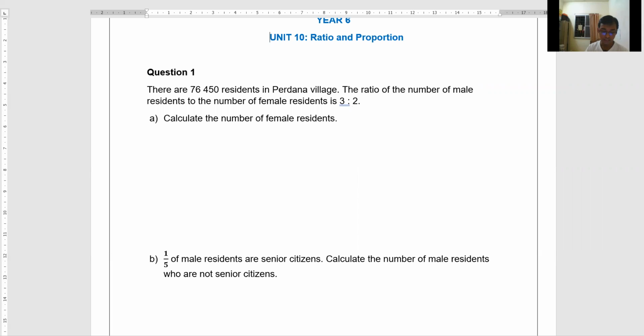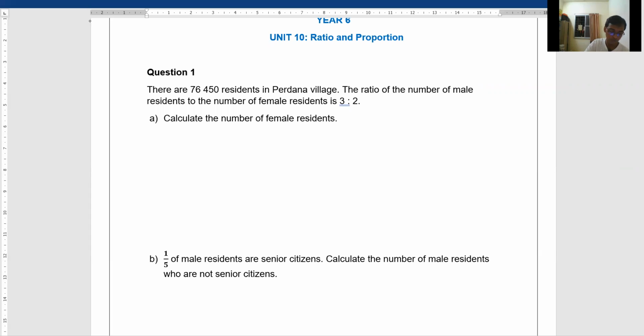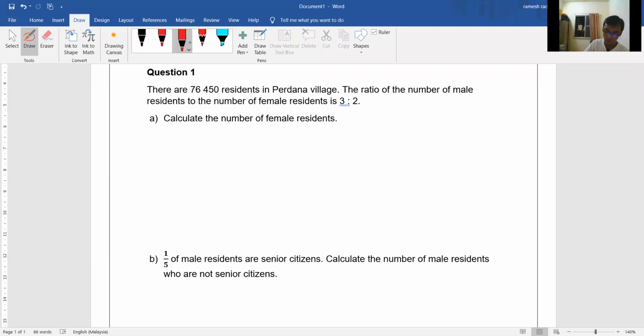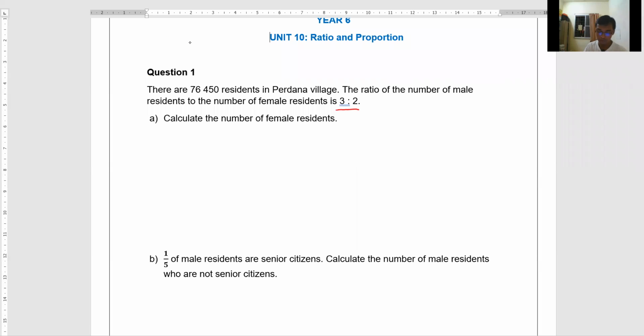There are 76,450 residents in Pradana village. The ratio of the number of male residents to the number of female residents is 3 ratio 2. So please remember this 3 ratio 2. We have two methods here to solve this question.